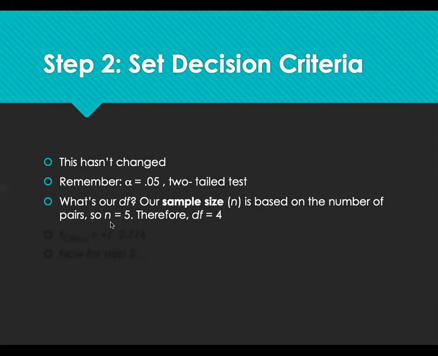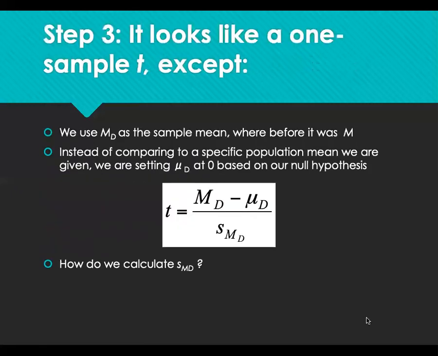It's pretty straightforward. And therefore, our degrees of freedom is 4. When you look that up in the T table, you can see that the T critical value is plus or minus 2.776. And then we will go on to step 3 of hypothesis testing.